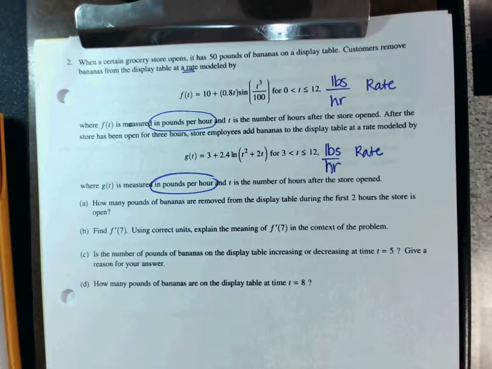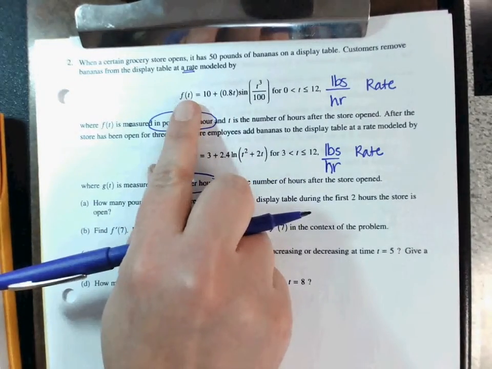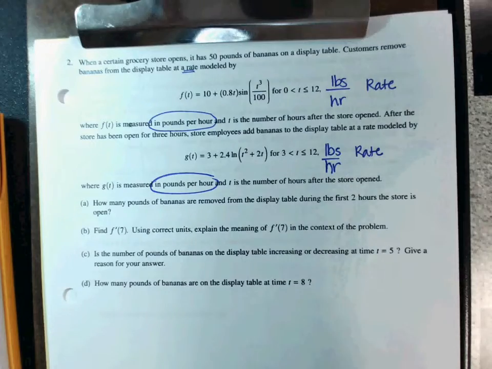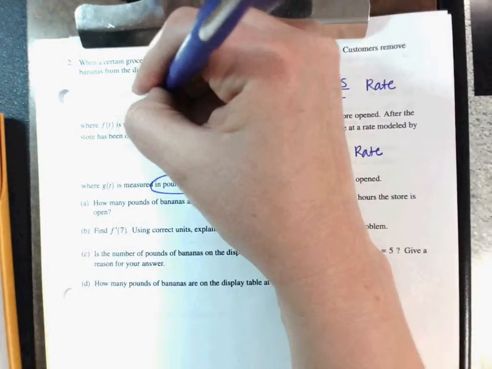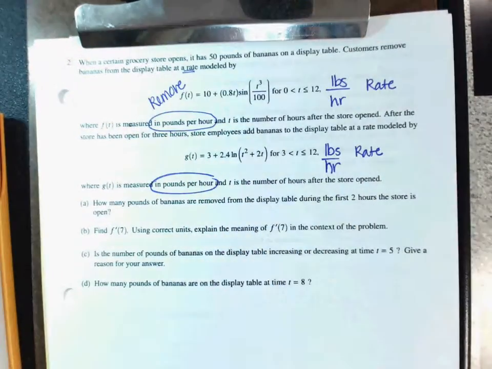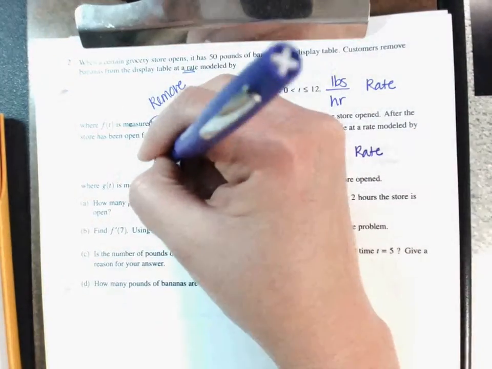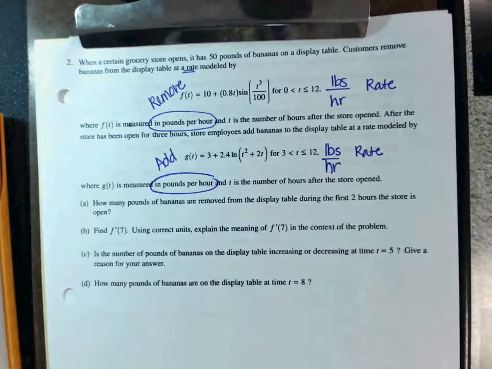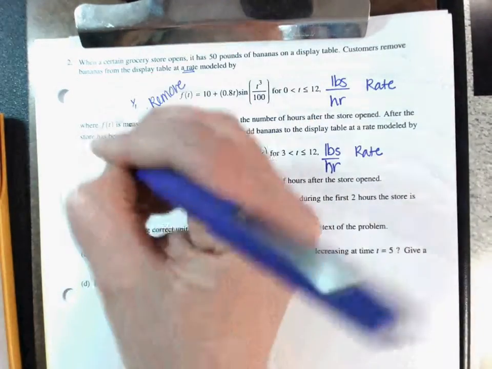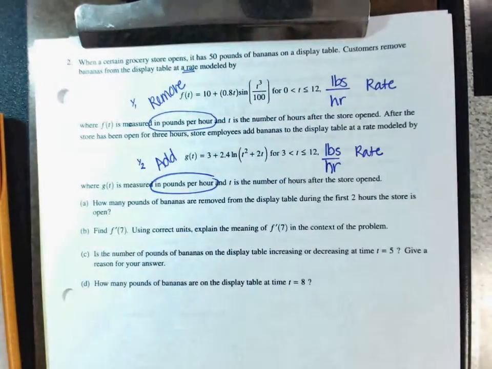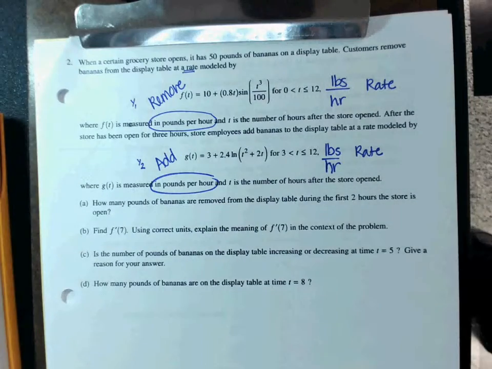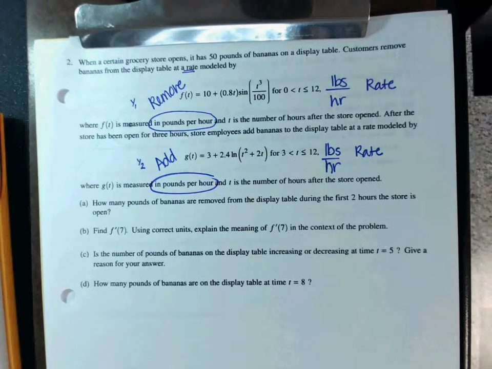One other thing I do want to point out: is this the in or the out for F? Out. Yep, because customers are doing what? Removing the bananas. And then what are the store employees doing? They're adding them back. So make sure that if you type your remove as your Y1, your add back will be your Y2. Okay? So do whatever you can do.